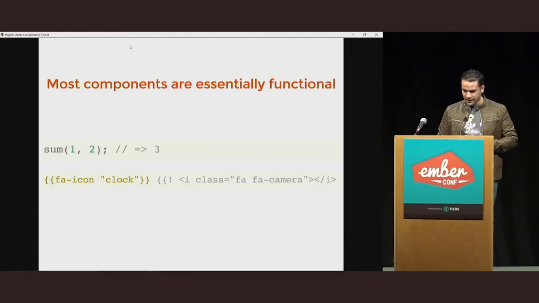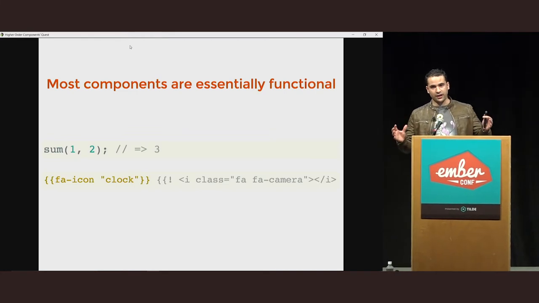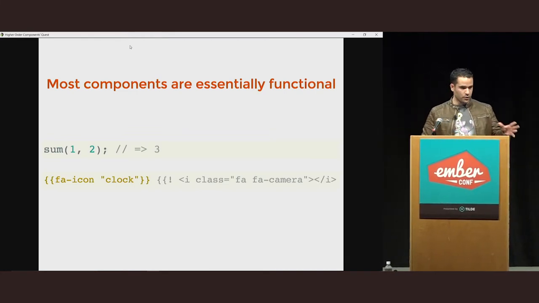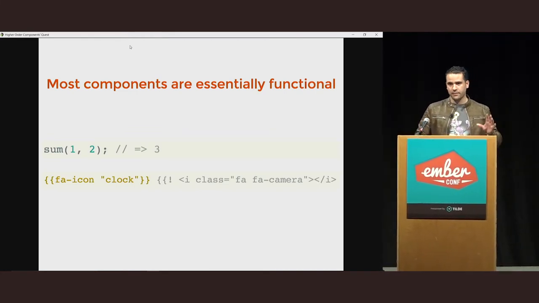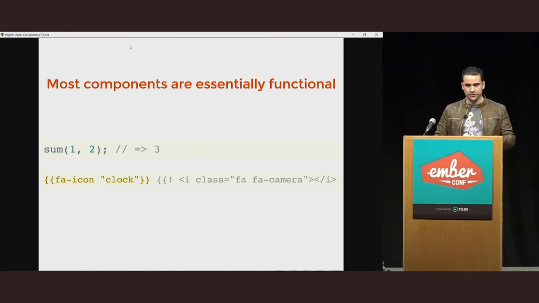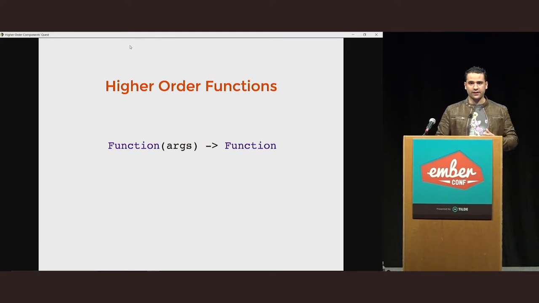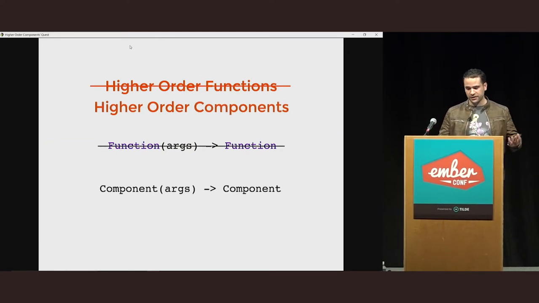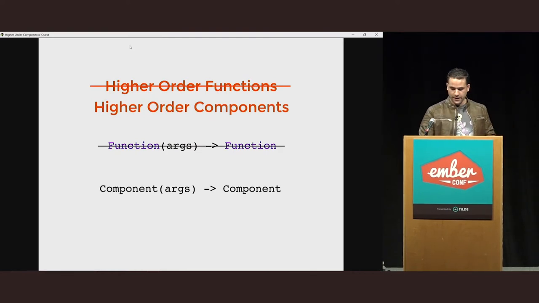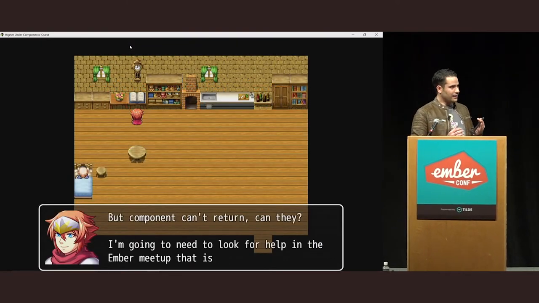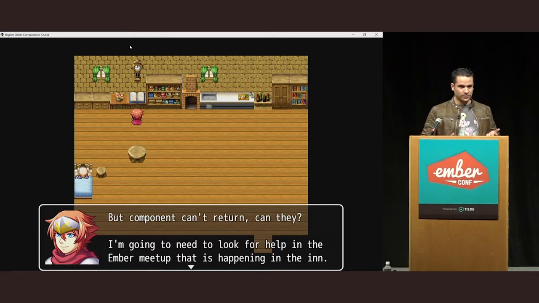The thing is, components are essentially functional, or most of them are. Some of them may load data on themselves, but 90% of them, given the same inputs, are going to generate the same output, the output being usually UX, that means DOM plus events. And higher order functions are functions that return another function. So higher order components are components that return another component. Key thing is components can return. As far as I know, there is nothing like a return in a component.